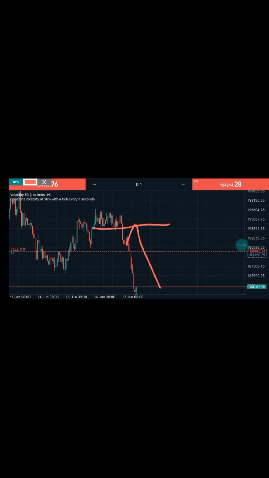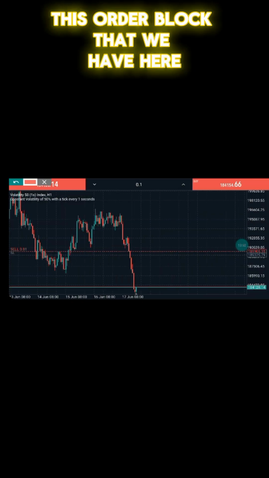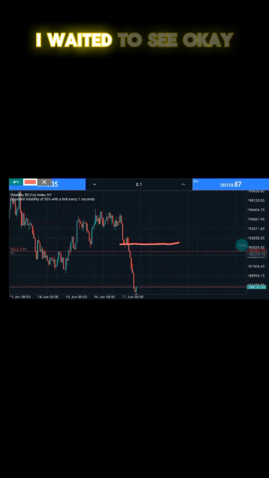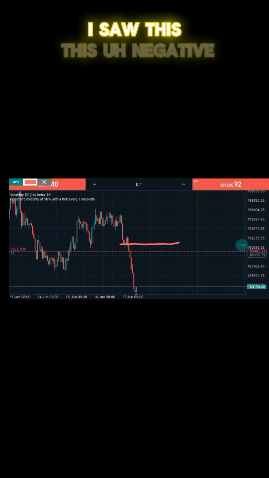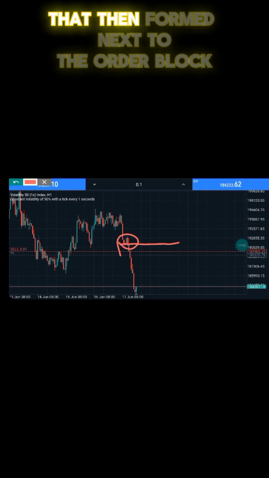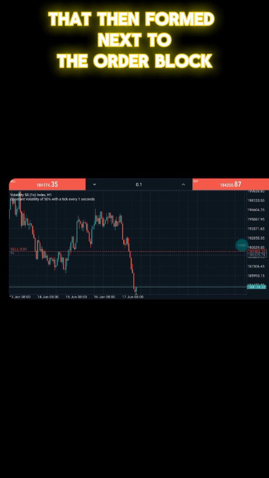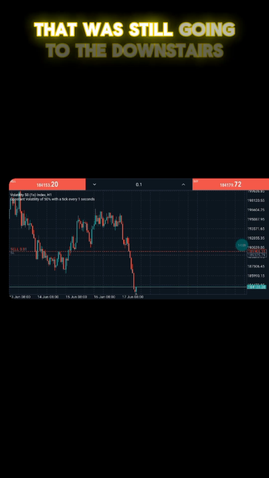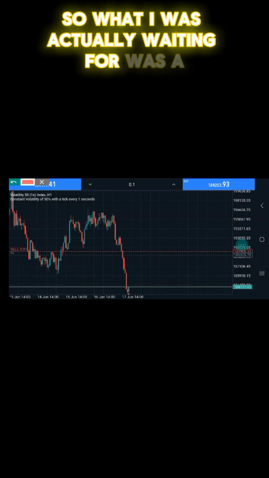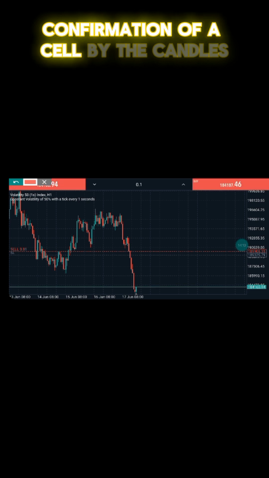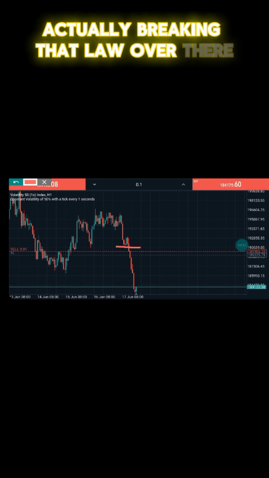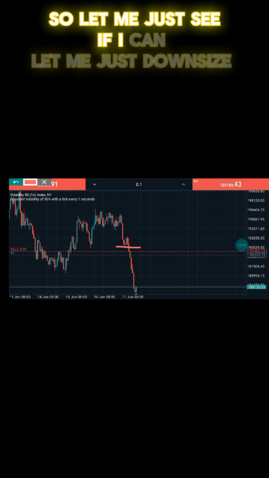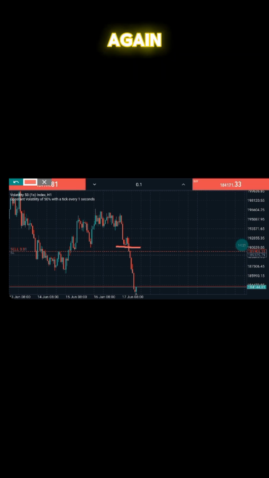But when I saw this order block that we have here, I waited to see what the market was going to do after that. I saw this bearish candle that then formed next to the order block, kind of giving me a confirmation that we're still going to the downside. So what I was actually waiting for was a confirmation of a sell by the candles breaking that low over there. Let me just downsize again.